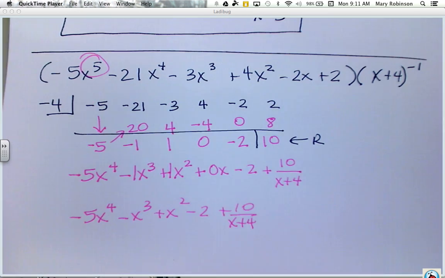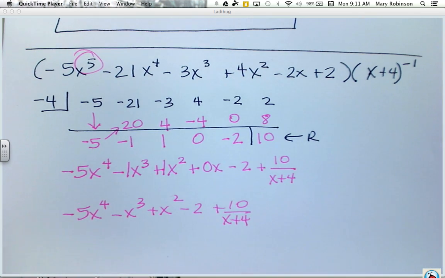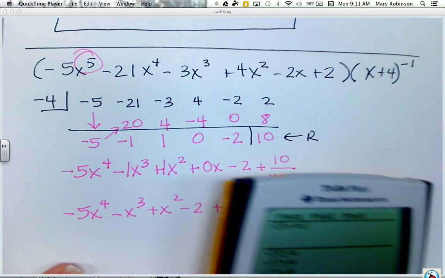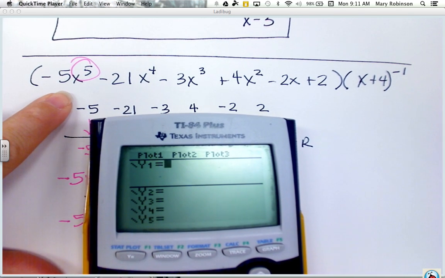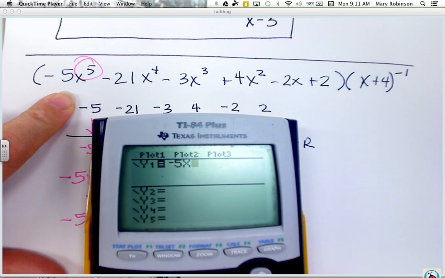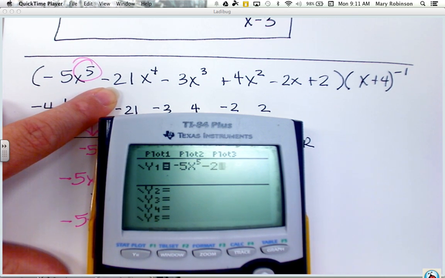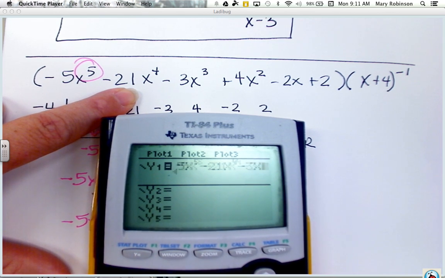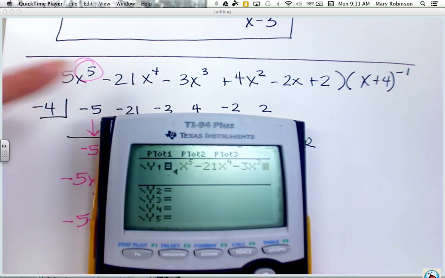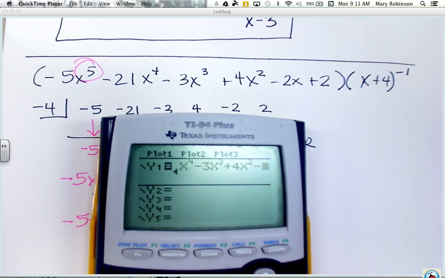The last thing I'm going to do with this problem is review how to type it in your calculator to check your answer. So remember from the previous video, the first thing you do is you type in your dividend. So negative 5x to the 5th power. Probably need to use your right arrow to arrow over. Minus 3x to the 3rd plus 4x squared minus 2x plus 2. Make sure I have it all in there right.